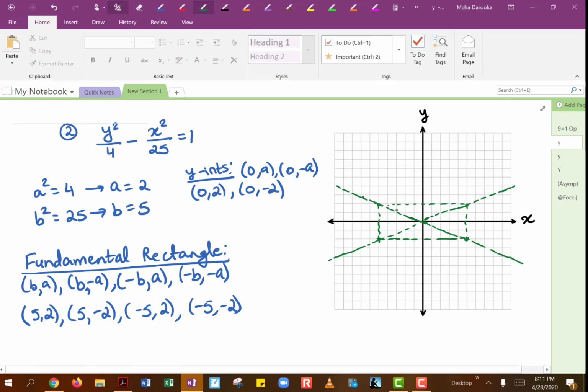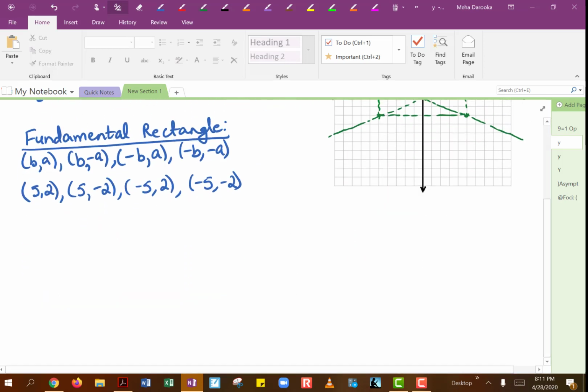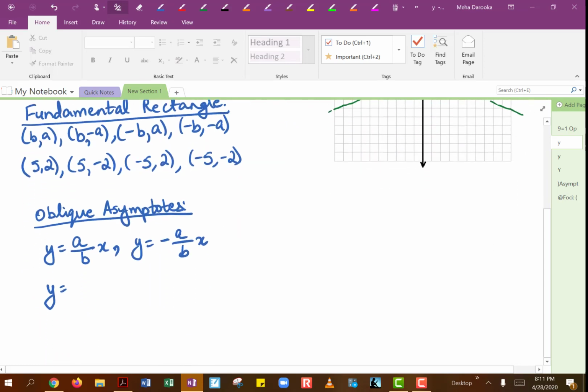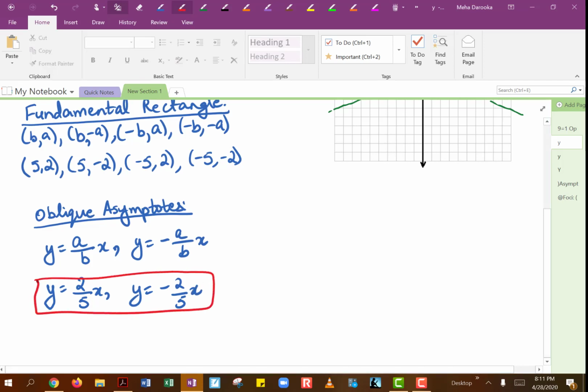Now let's talk about the oblique asymptotes. So remember, this time your equation is going to be y equals a over b x and y equals negative a over b x, okay? So that would be y equals 2 over 5 x and y equals negative 2 over 5 x. And you can use these equations also to help you draw the oblique asymptotes if you think that would be easier. Okay, so we have our oblique asymptotes.